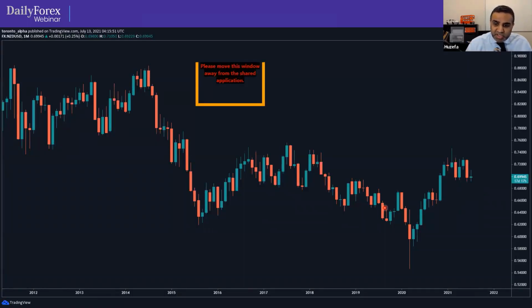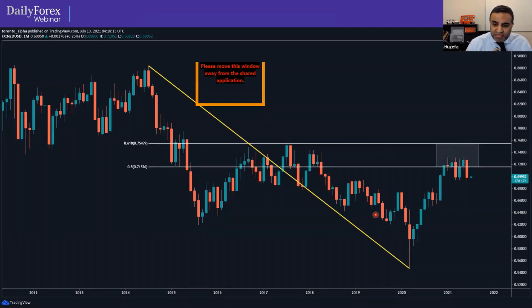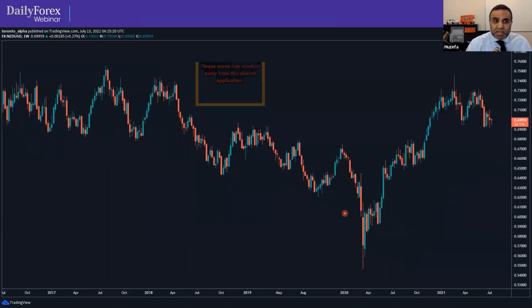New Zealand dollar. Similar situation on the monthly. 0.7558, key resistance level. Didn't quite breach it, but turned around before. It's right at my 61.8 fib level. So hence I'm bearish off that longer term picture.